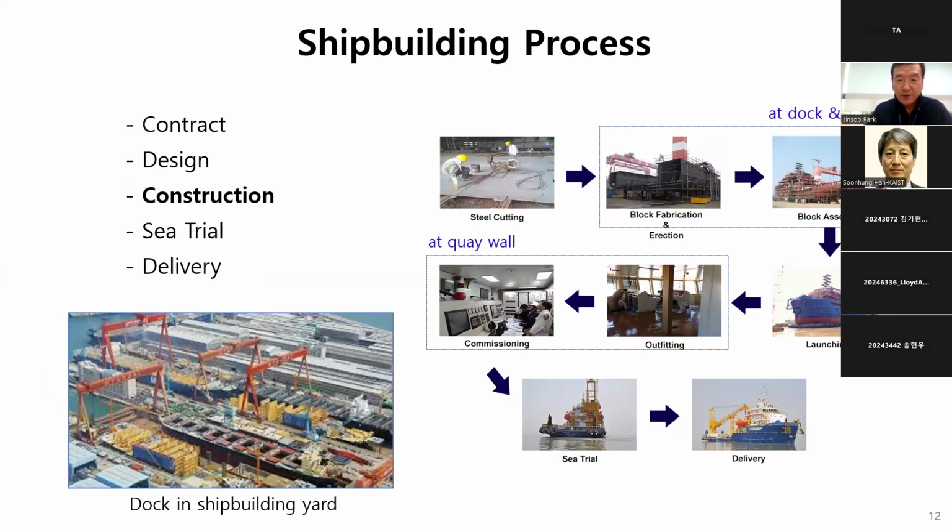For your reference, it is a rough summary of shipbuilding process: contract design, constructions, sea trial, delivery. Usually takes about 1.5 years. For construction, it begins with steel cutting and block fabrication and block assembly at ground as well as dock. And then outfitting and commissioning is carried out at key wharf beside the dock.